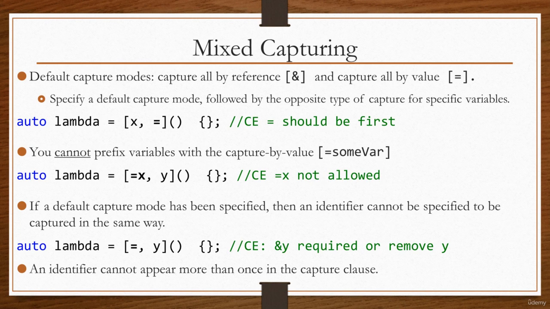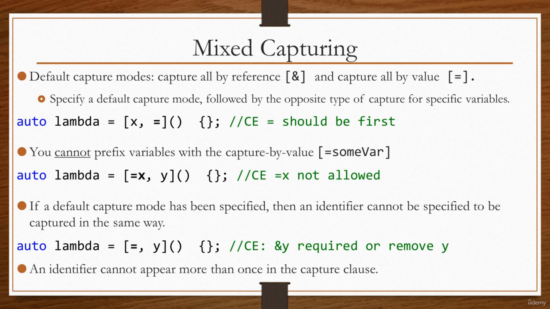As I've demonstrated, we can mix the capturing, so we can capture by reference or we can capture by value. Now, there are some issues that we can run into with that, and I'll demonstrate that to you in this next subsection. Firstly, as I mentioned, we have the default capture modes. We can capture all by reference or we can capture all by value. Capture all by reference again using the ampersand. Capture all by value using the equal symbol. Now, with those default capture modes, we have to specify the default capture mode followed by the opposite type of capture for specific variables.